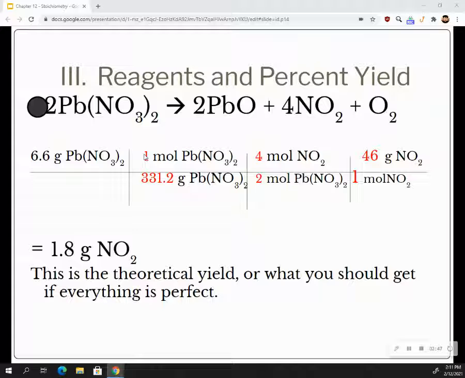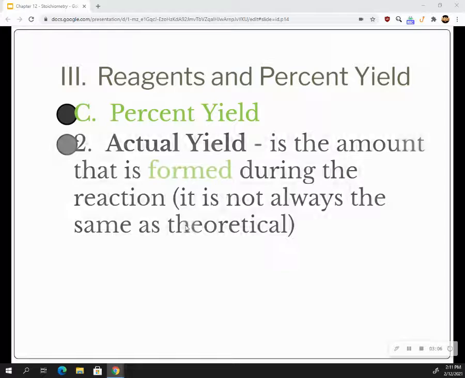We're trying to figure out what our yield is going to be. So we're now into our moles of nitrogen dioxide. We want to get to grams, so we have to find our molar mass of nitrogen dioxide to figure out what our theoretical yield is for this. This is what you should get if everything is perfect.